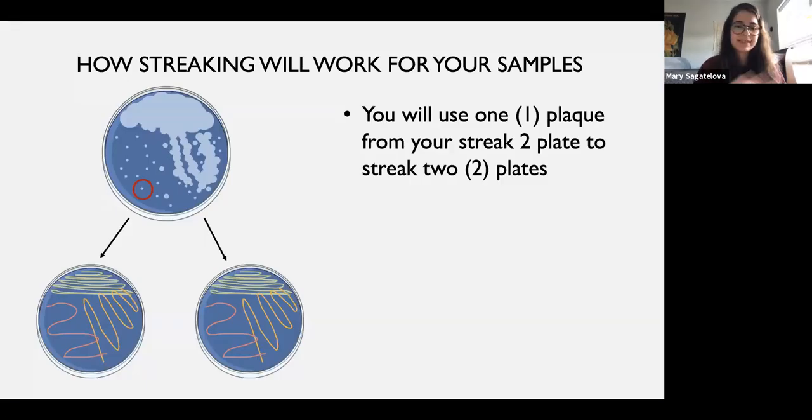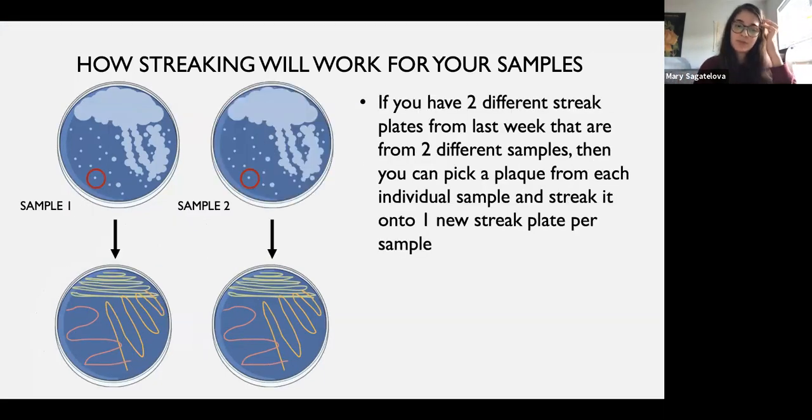So how will streaking work? Same logistics. You're going to have one plaque that you'll pick, you'll circle it, you'll take a photo, and you're going to do 2 streak plates from that one plaque, okay? If you are working with your own samples that were different, say one soil sample from one Taco Bell and one from a different Taco Bell across the city, and they both worked really well, you're just going to do 1 streak plate per sample.